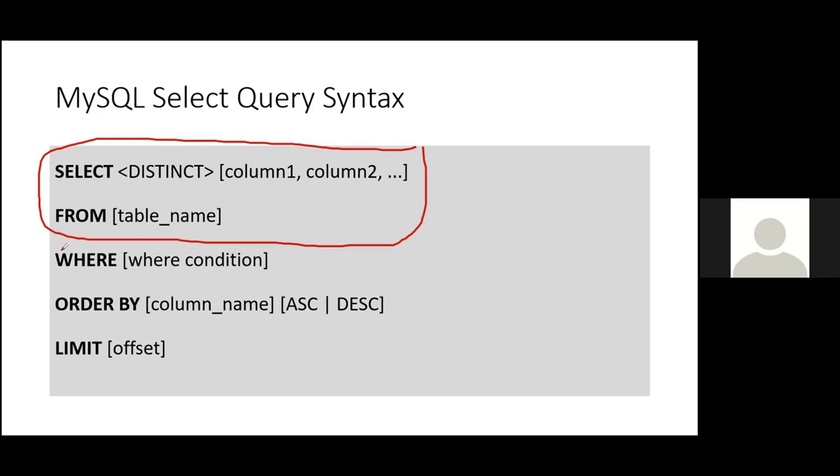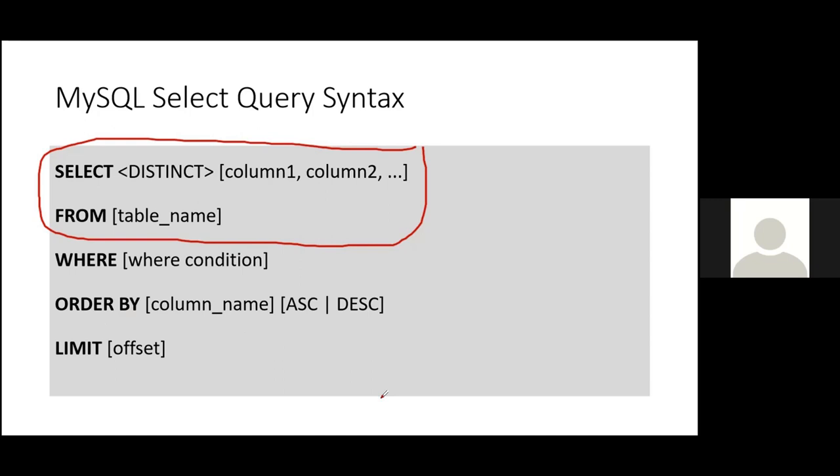If you provide some kind of a condition, then you can have a where clause. And if you are going to order those results, then you can use this order by clause and then provide whether you need it in ascending or descending order. And then you can also provide a limit. If I want only the first 5 records, then you can have this limit clause in your select query.